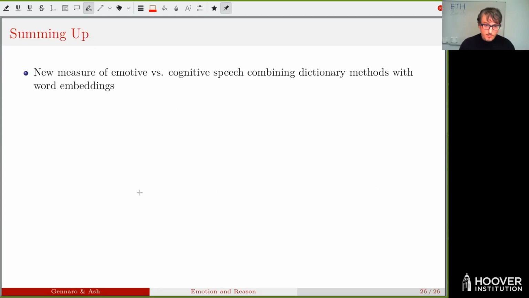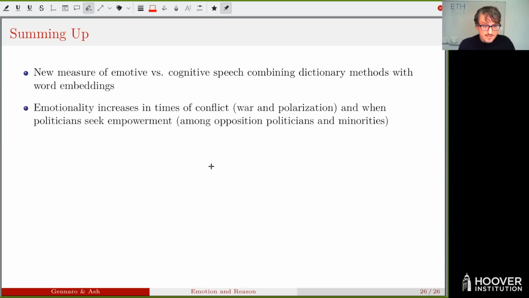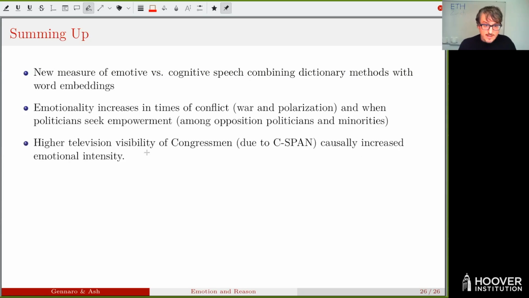So to sum up, we have a new measure of emotive versus cognitive speech that combines dictionary methods and word embeddings. Emotionality increases in times of conflict and when politicians seek empowerment. And we have that higher television visibility of congressmen causally increased emotional intensity.